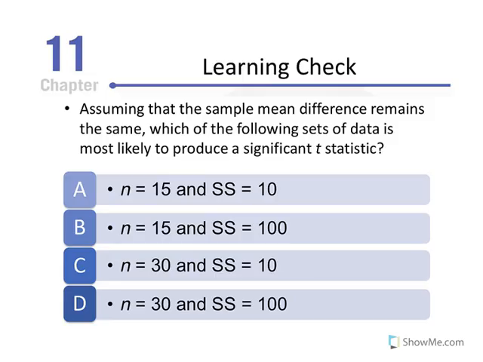So we'll end with a learning check. Assuming that the sample mean difference remains the same, which of the following sets of data is most likely to produce a significant t? It's a perfect learning check given what we've presented in this last lecture for Chapter 11. So ideally, we want large sample sizes. So of these, we would omit these two because these are larger. And so we want large sample sizes because that produces a smaller standard error and a larger t value.